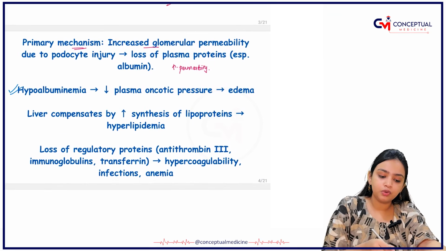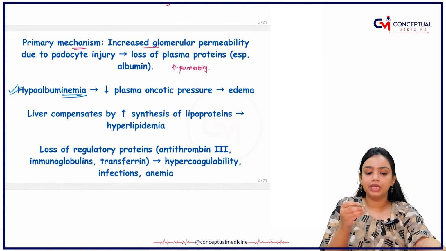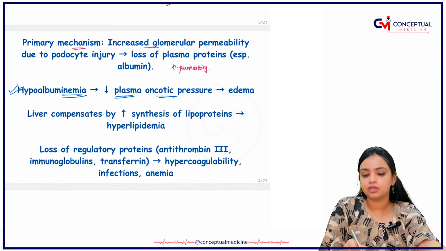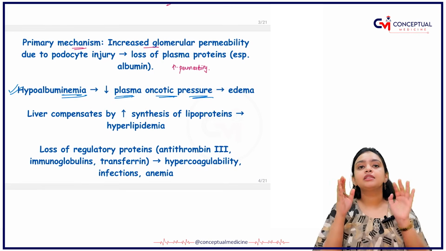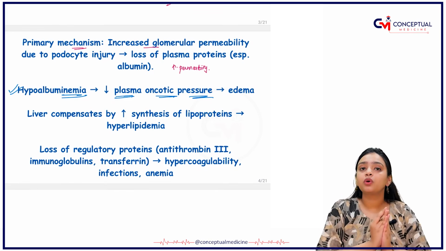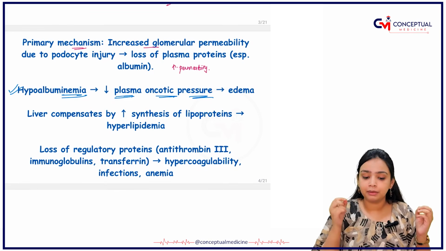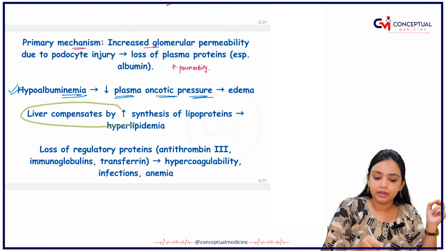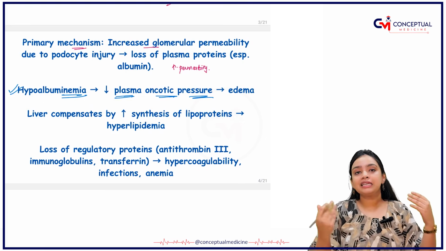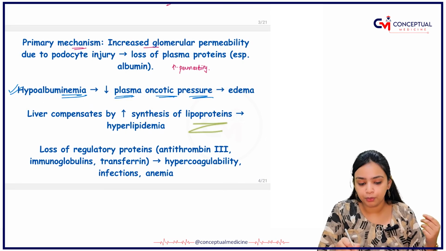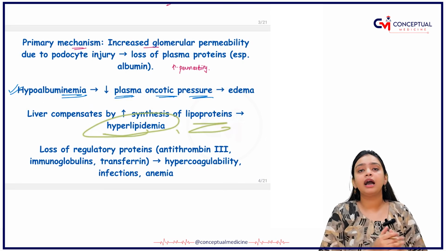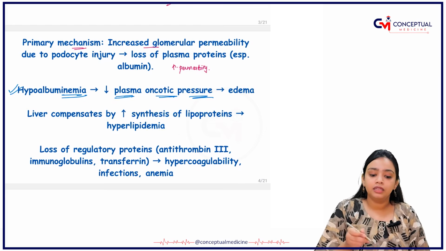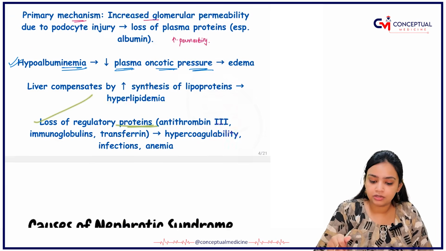Next, what happens is you have hypoalbuminemia. In that, there will be decrease in the oncotic pressure, as a result of which you will be developing something called edema. Second, the liver compensates by increased synthesis of lipoproteins, that is, you will be having hyperlipidemia. There will be loss of regulatory proteins, right?